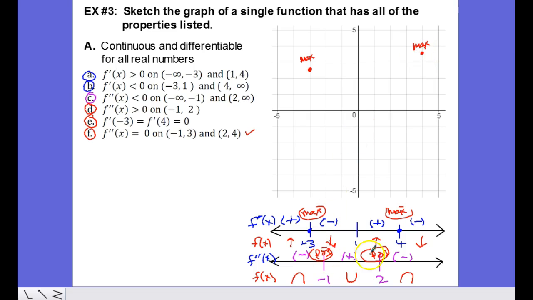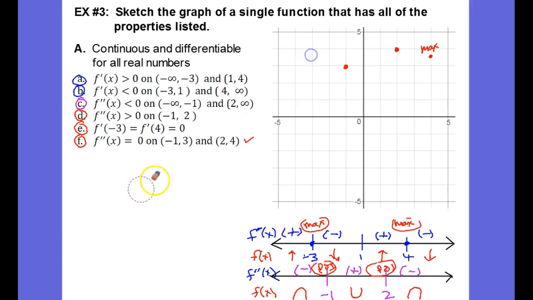Now our points of inflection, we know exactly where those are. -1, 3, and +2, 4. All right, now from -3 to 1, my function has negative slope. It's decreasing. So you know what I just figured out? I didn't put this point high enough. So let me raise that one up a little bit. We'll just put it up here somewhere.